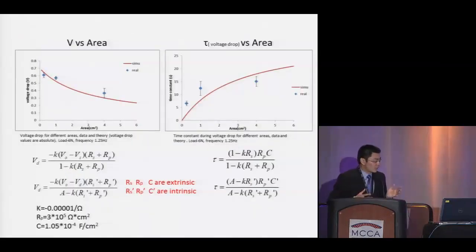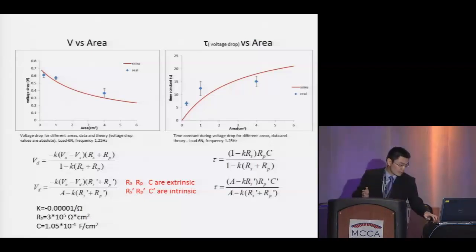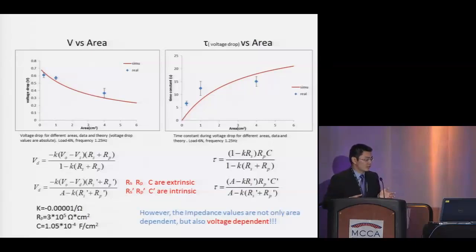And here are two graphs comparing the theory and the experimental data in terms of the voltage drop versus area relationship and the time constant during voltage drop versus area relationship. From the left-hand side picture, we can see that as area increases, the voltage drop decreases as predicted. From the right-hand side graph, we can see that as area increases, the time constant during voltage drop increases as predicted. However, one thing I need to mention is that the impedance values are not only area dependent but also voltage dependent. In our current theory, we haven't incorporated this voltage-impedance relationship.